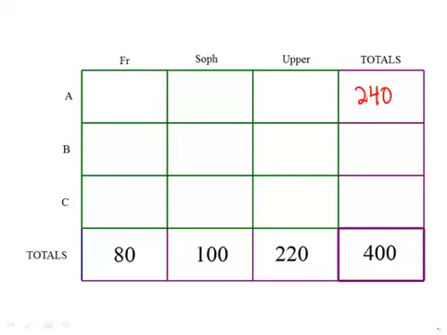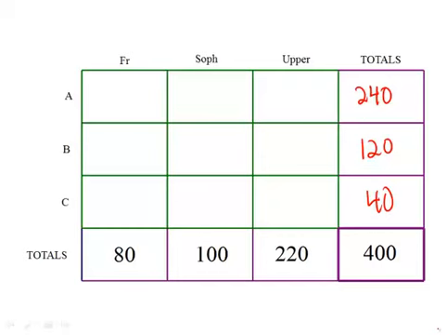That's 60%. Then 30% are from B. Well, 30% is just half of 60%, so half of 240 is 120. 30 plus 60 is 90, so that means the last 10% are from C. So 10% of 400, of course, is just 40. So now we have all the row totals and column totals.